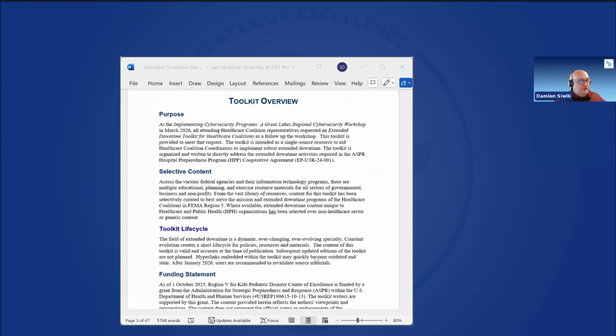As Dr. Ruffing mentioned early on in the introduction, this particular toolkit, the extended downtime toolkit, really grew out of a direct request from our healthcare coalition partners here in Region 5 for Kids. Earlier in the year, we facilitated a 2-day workshop for cybersecurity, and everybody in the audience raised their hand and said, we would like this for extended downtime. So therefore, we now have this for extended downtime.